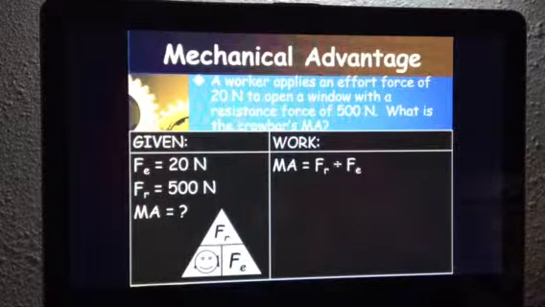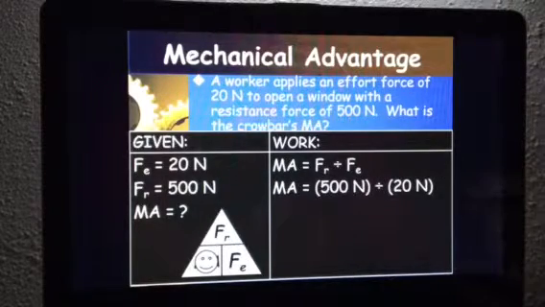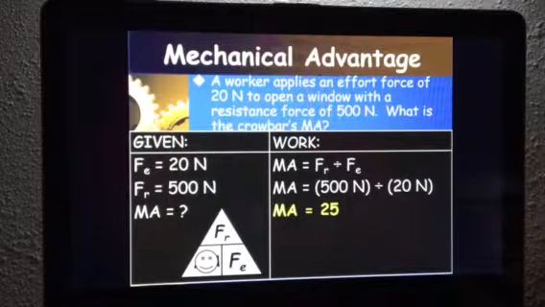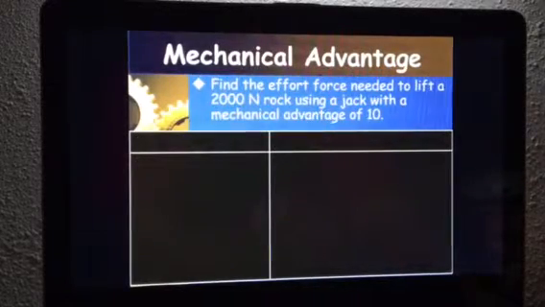The equation for this is MA is equal to FR divided by FE. We are given both of those: 500 divided by 20. You should have got a mechanical advantage of 25. There is no label for mechanical advantage since both newtons cancel out.